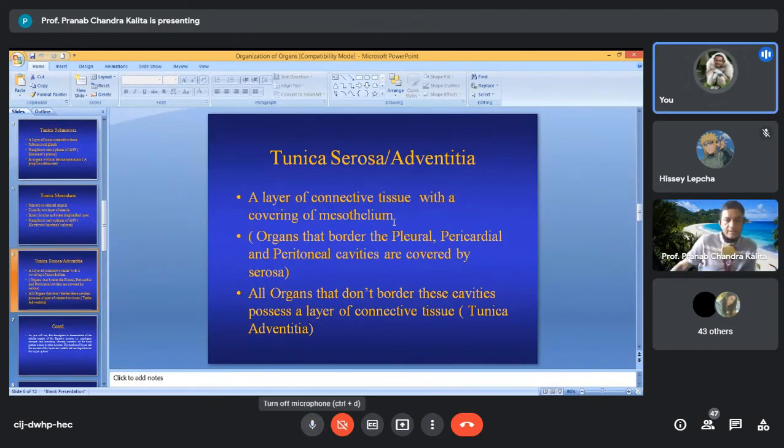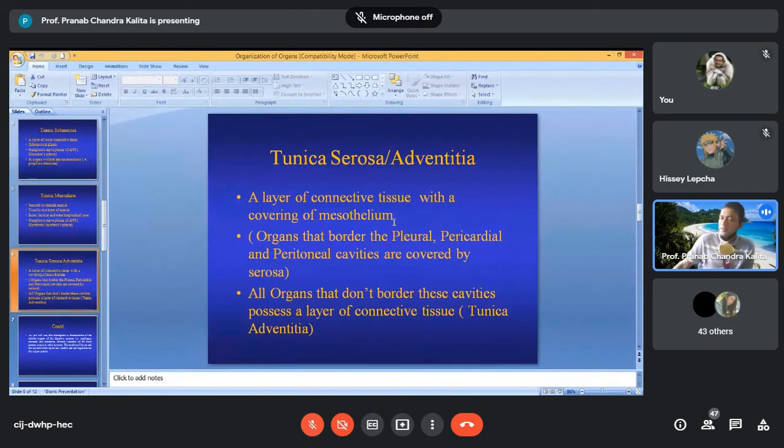Epithelium you have studied. Yes, endothelium is a simple squamous epithelium lining the blood vessels. Mesothelium is simple squamous epithelium lining the body cavities, the serous membranes. Okay, so that is the mesothelium.